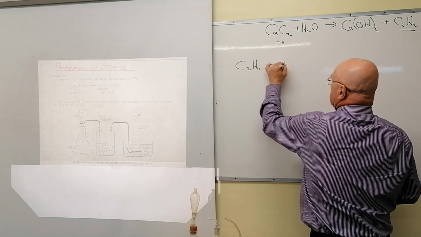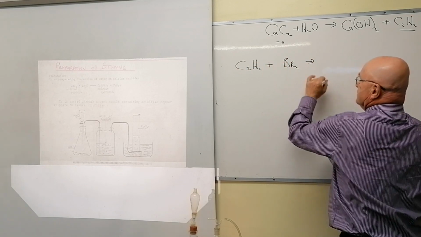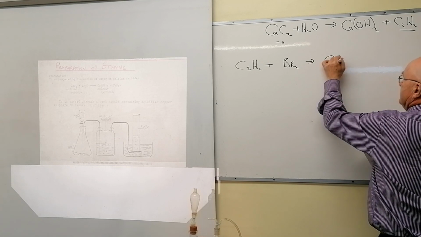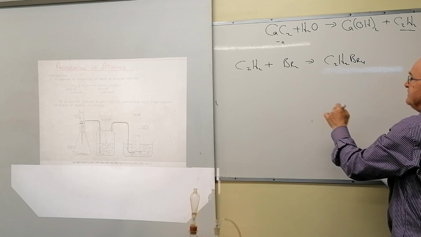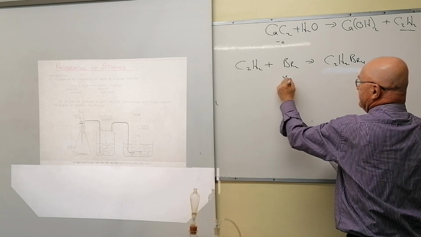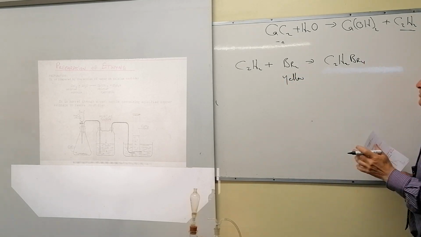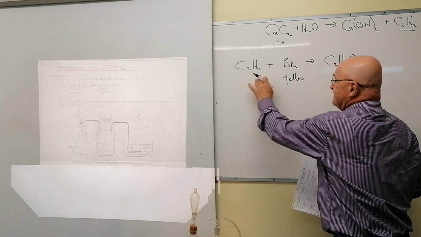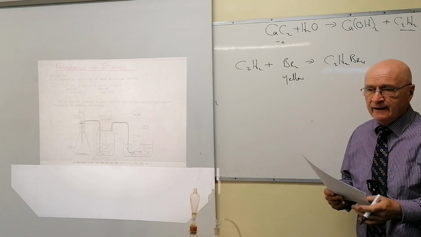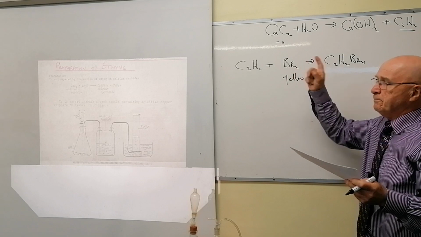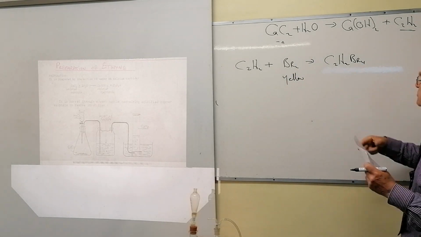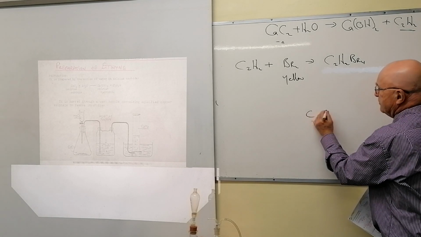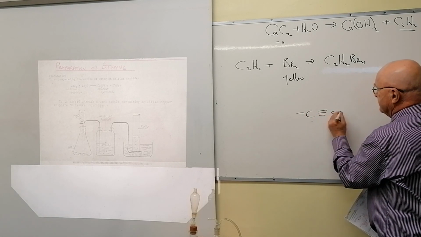C2H2 plus bromine is going to go to C2H2Br4. Now don't worry about that, other than you're going to use that up. That's yellow, so it's going to go colorless. So you basically take a test tube of ethyne, take the stopper off, put a little bromine solution into it, which is yellow, shake it, and the bromine will disappear. It will go into that. Now I'm showing you what's happening here. You don't need to take this down. This is what's going to happen.